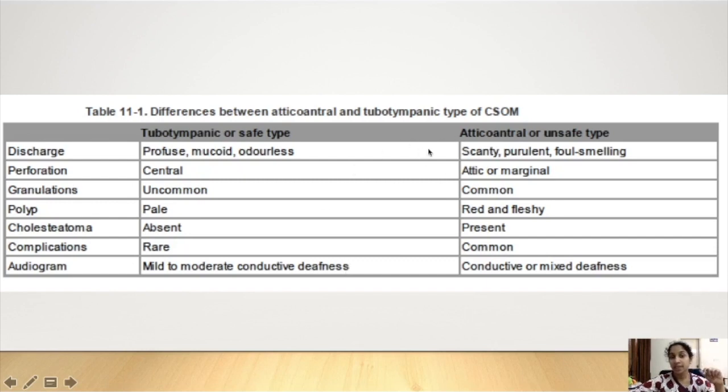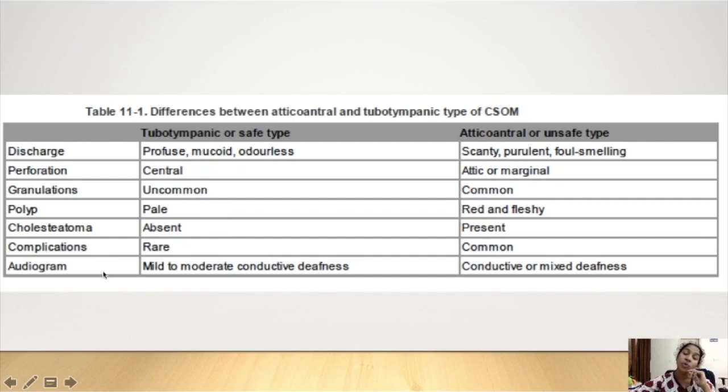part, that is, the attic part only. There will be red and fleshy polyps present. Cholesteatoma is absent in tubotympanic and present in atticoantral. Complications are rare in tubotympanic and common in atticoantral.